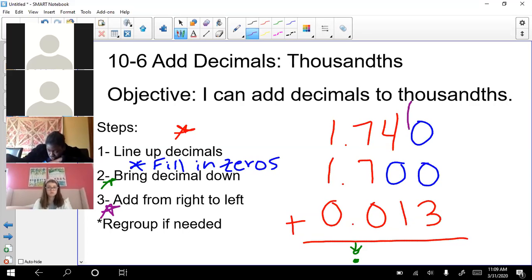And the nice thing is since I added zeros in there, I'm making sure that I'm staying in the right lane. I'm not accidentally adding the 3 and the 4, because the 4 is in that hundredth spot, and right now I'm adding the thousandth spot first. So I'm going to do 0 plus 0 plus 3, which is 3.